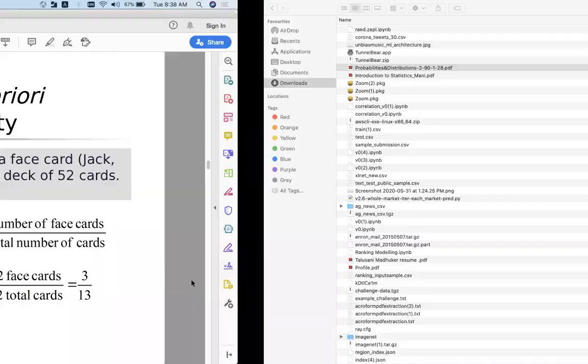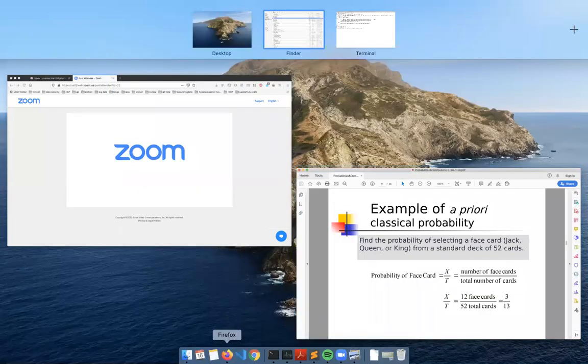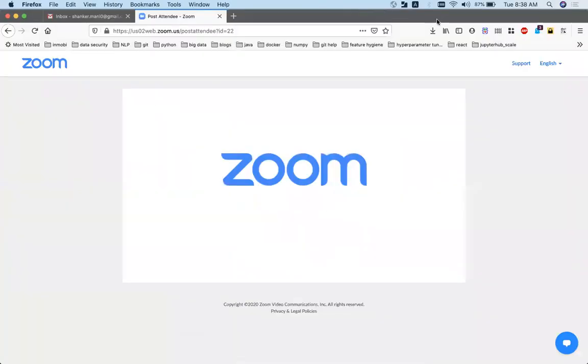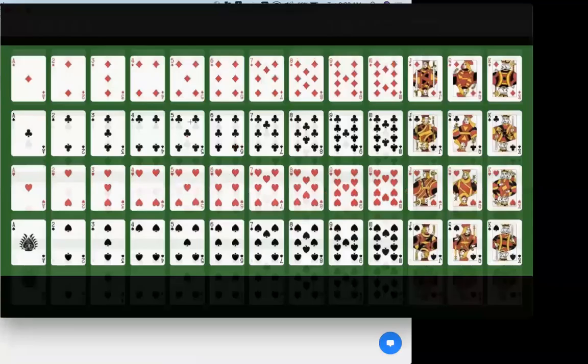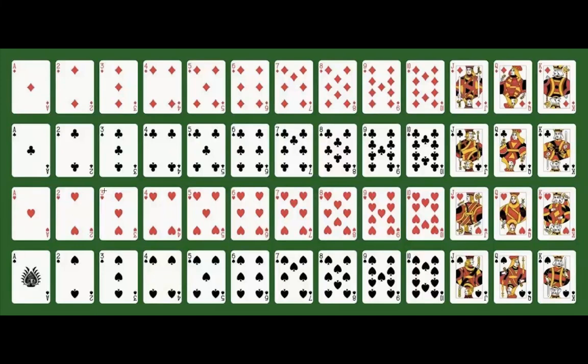Before that, let me show you. I don't know how many people know this. So this is a deck of cards. There will be a lot of discussion on this. A deck of cards is composed of 52 cards. The first top row is called diamonds, and it starts from A and then goes 2, 3, 4, 5, 6, 7, 8, 9, 10. And then there is Jack, Queen, and King. So these are 13 cards, right?